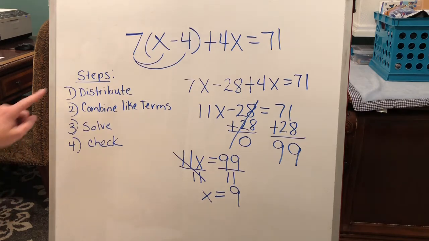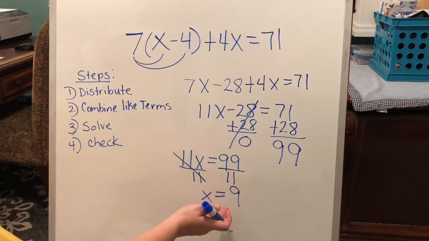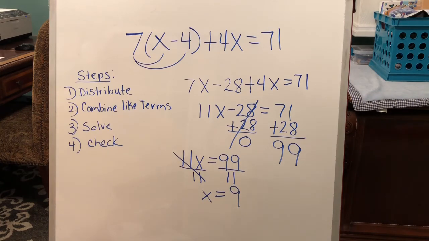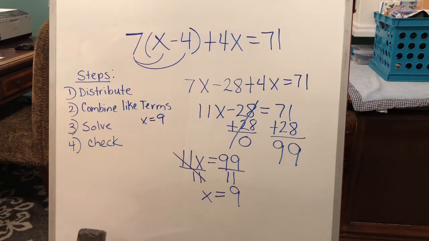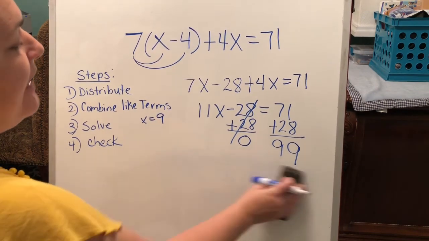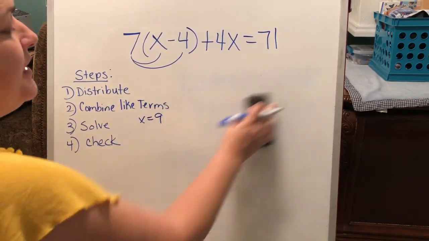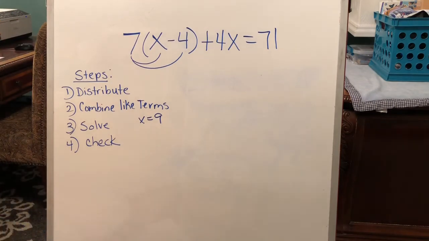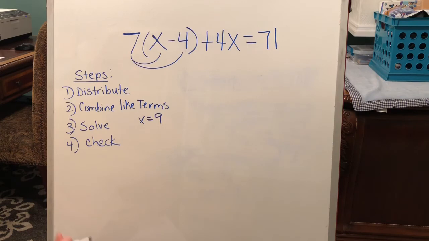All right, now that we have distributed, we've combined our like terms, we've solved for our x, our answer is x equals 9. Let's go ahead and check that. I'm just going to write our answer right here, and we're going to see, are we correct? We can, in fact, check that by substitution. Substitution is where we take what we think our answer is and we put it back into the original equation. If it is true, then yes, we have found the answer. If it is not true, then something went wrong and we need to try again.